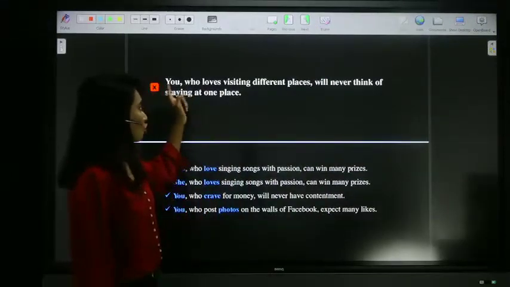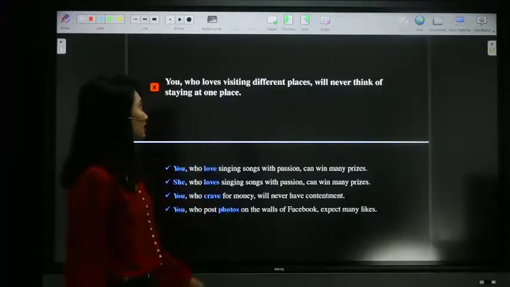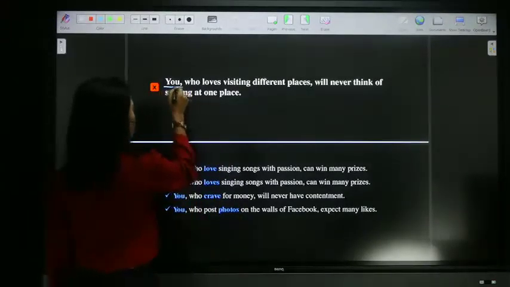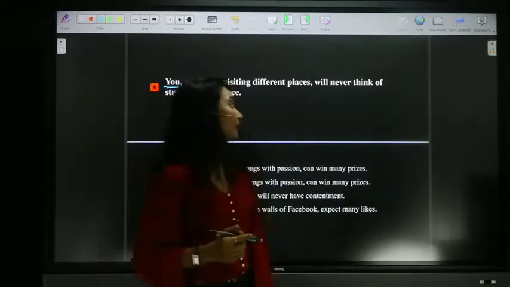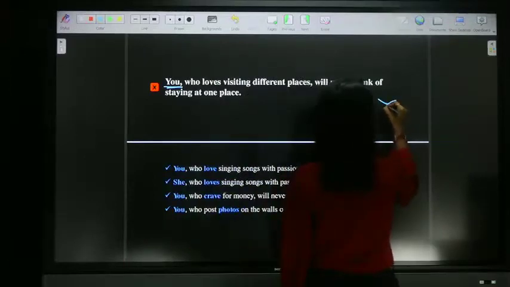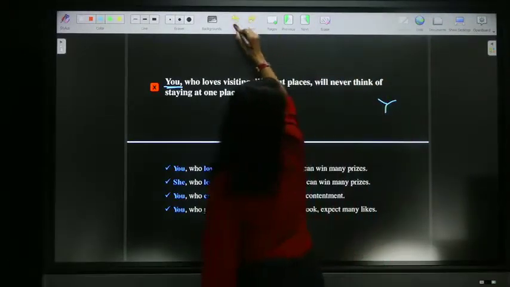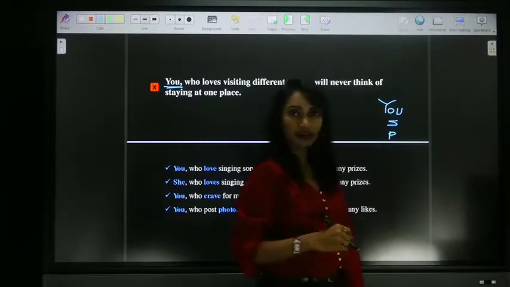You who loves visiting different places will never think of staying at one place. What is the subject here? You. Right? Guys, here is a question for you. Is you singular or plural? You is singular or plural? Answer it now.